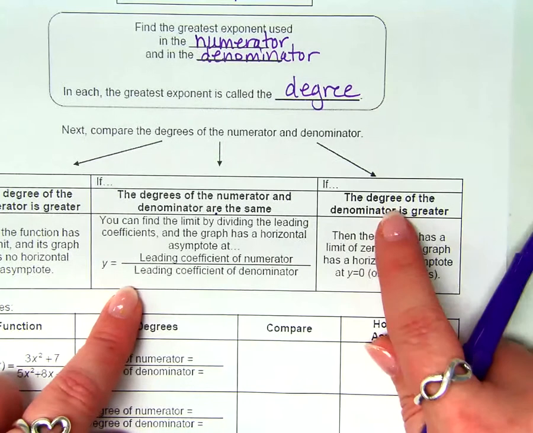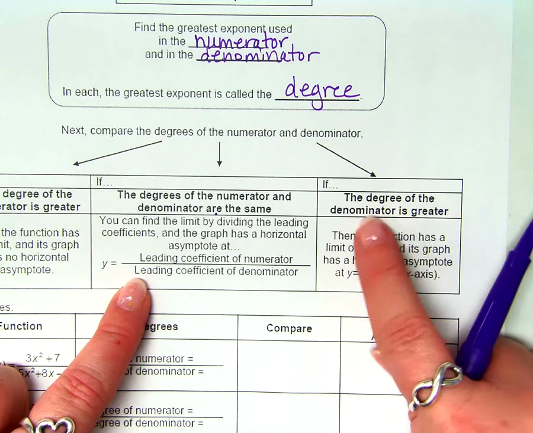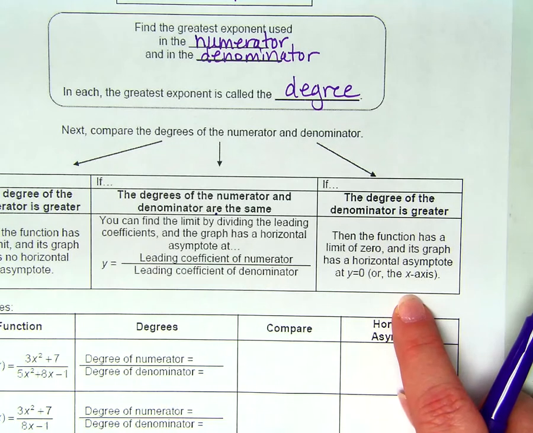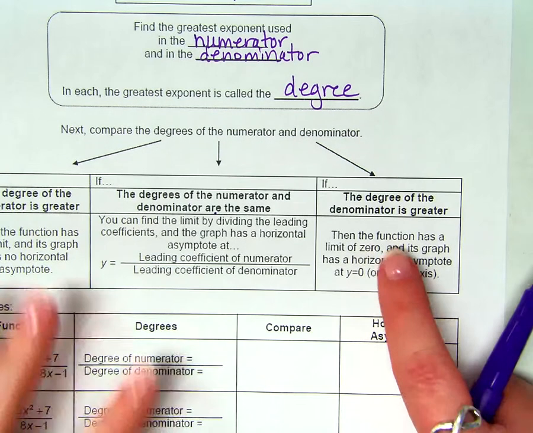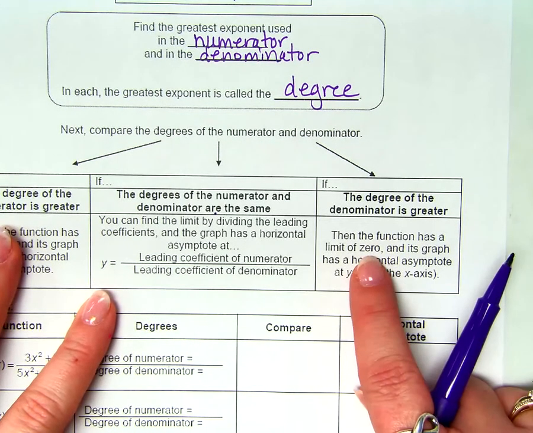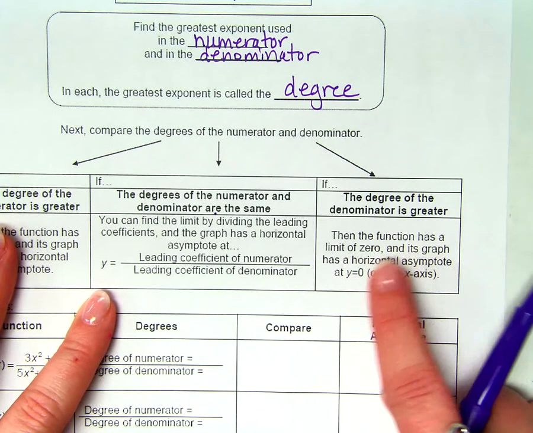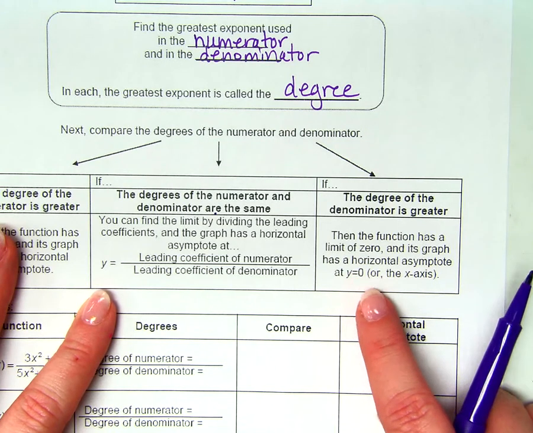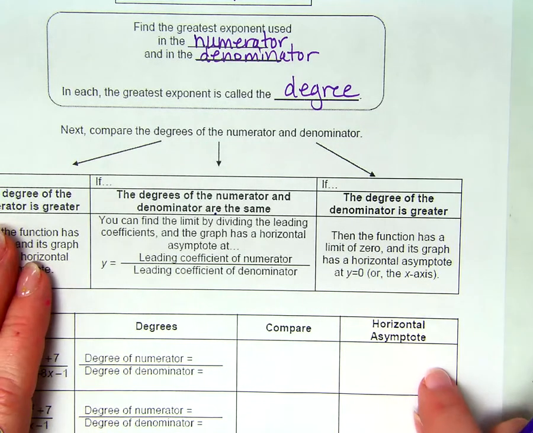Okay? Then if you look and decide the degree of the denominator is greater than the degree of the numerator, then the function has a limit of 0, which means its graph has a horizontal asymptote at 0. So y equals 0. And you guys remember that that's the x-axis.